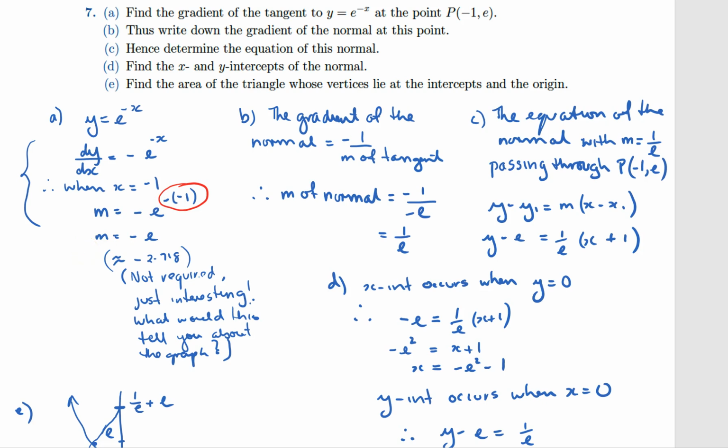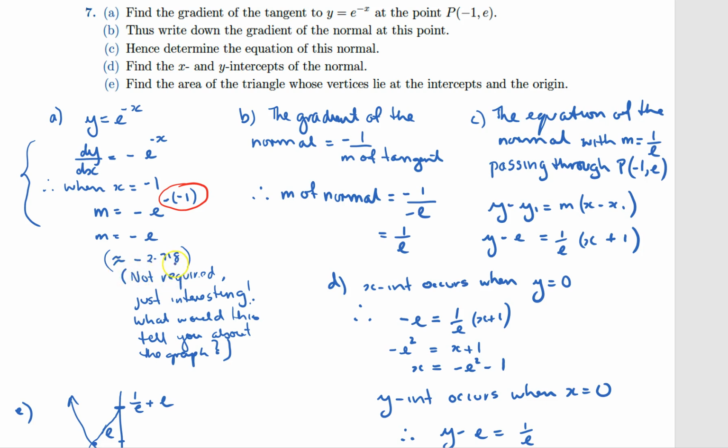get the correct answer. So we've got that the gradient at that point is -e. Now this was not asked, but at -e, that's about -2.718. Although this is not required, it's interesting, what does this tell you about the graph of y equals e to the minus x? It's telling us that at this point we're going to get a negative gradient.